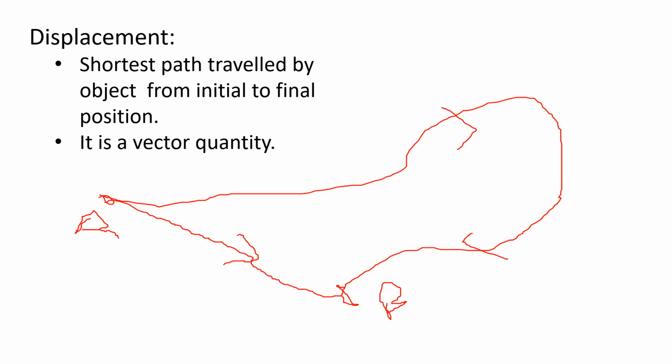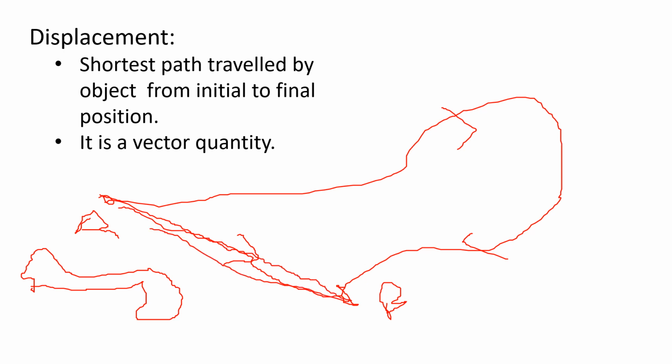Take another example. Suppose an object moves like this and this and this, and goes back to the original position. Then displacement is zero and distance is the complete path. So displacement always has a direction, which shows the shortest path.